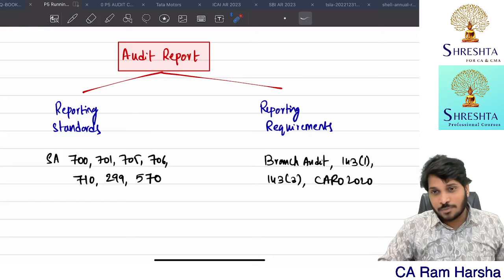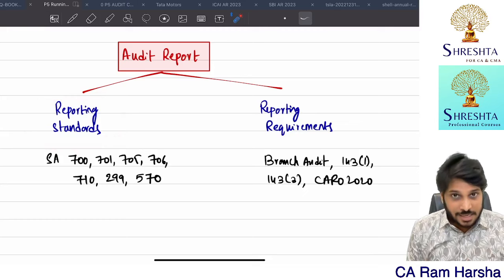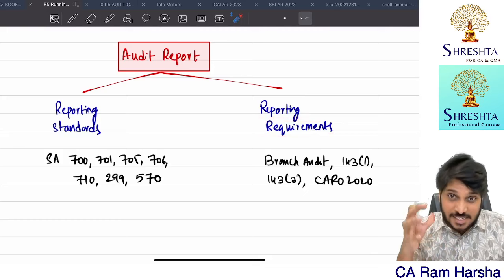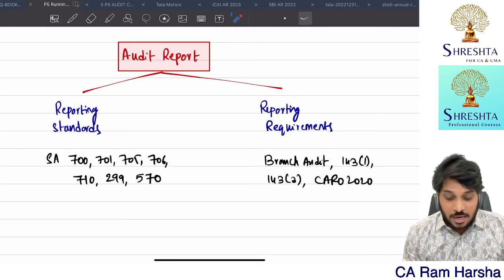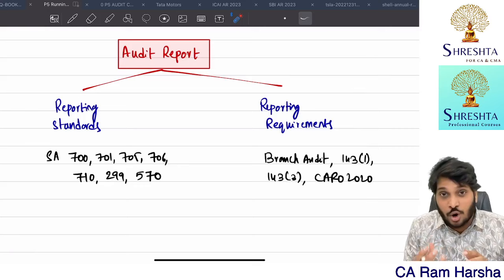Getting it? Now in this chapter, the entire content I classify into two categories. Category one is reporting standards. Another category that we are going to discuss within this chapter, I call reporting requirements. The audit report format is discussed under the reporting standards. These are the standards on auditing that deal with audit report format.